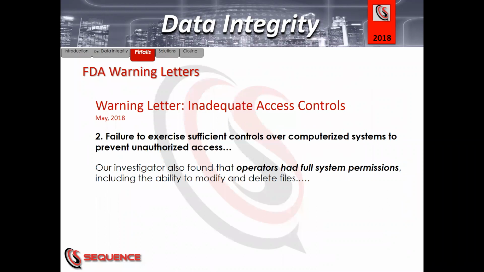Here's an example of the access controls I had mentioned in the prior slide for computers, inadequate access controls. Failure to exercise sufficient controls over computerized systems to prevent unauthorized access. Operators had full system permissions. Again here, all computer systems will have security systems. If everyone is given full access on that computer system, that's not really a control against people having unauthorized access to the data.